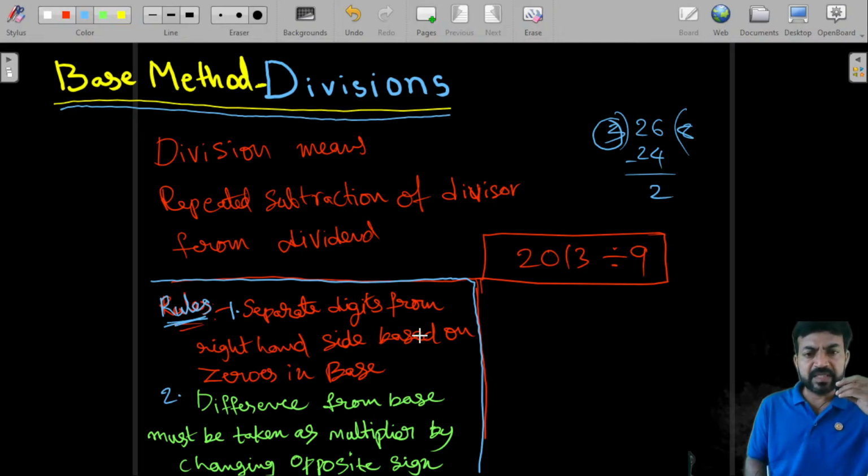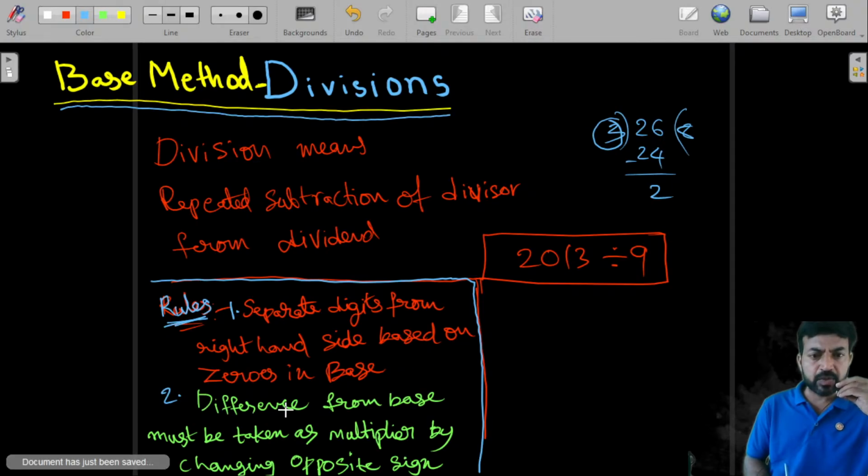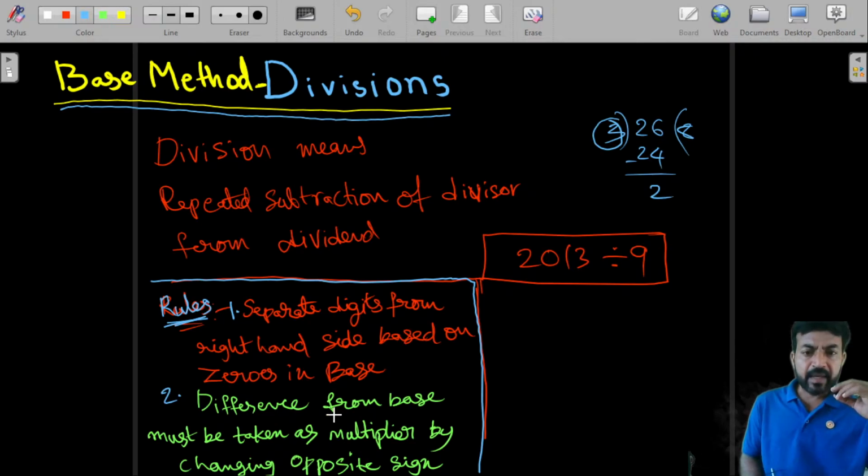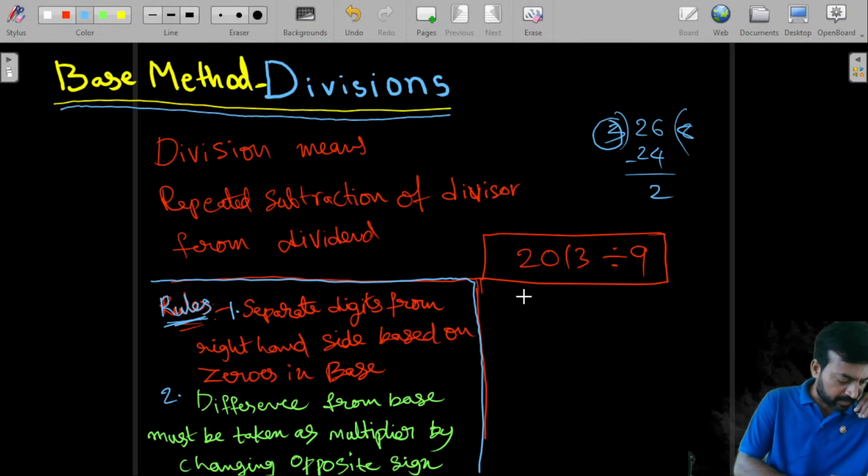So these are the rules. Separate digits from the right-hand side based on the zeros in the base. The difference from the base must be taken as the multiplier by changing the opposite sign. I will explain the meaning of each and every rule. First, if you complete it, answer.